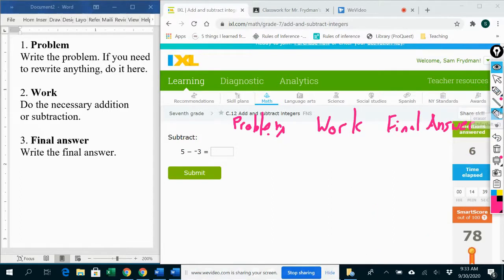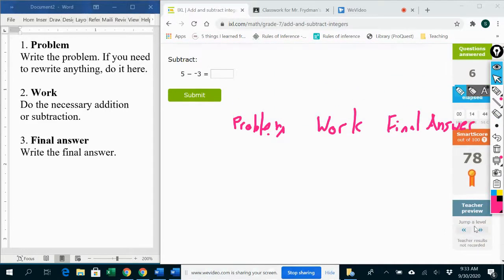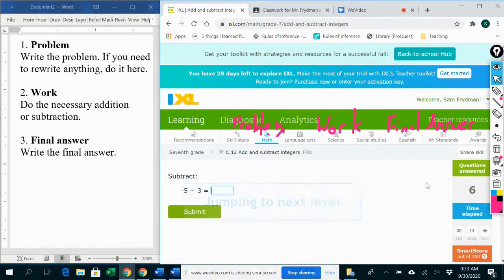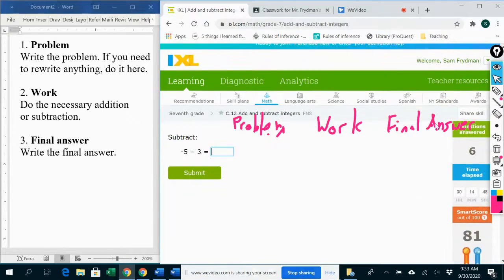All right, let me skip ahead to the next level. Is there anything different here? Okay, not really. So this is pretty much the same, but actually I don't think that we had a problem exactly like this before. So let me do this one.